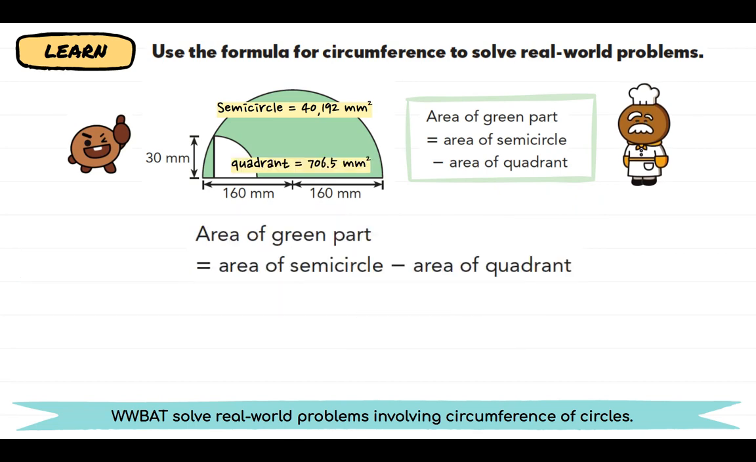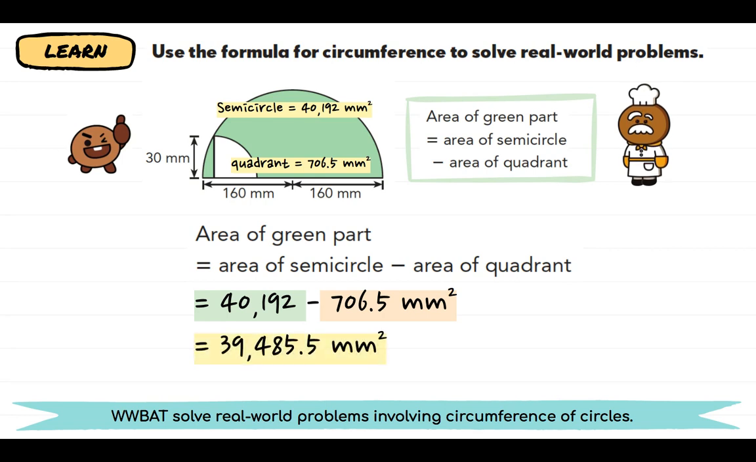the problem by subtracting the area of the quadrant from the area of the semicircle. So that gives you 40,192 subtract 706.5 square millimeters. And that gives you 39,485.5 square millimeters. Again, as I'm going through each question, please feel free to take out your calculator so that you can solve it together with me.